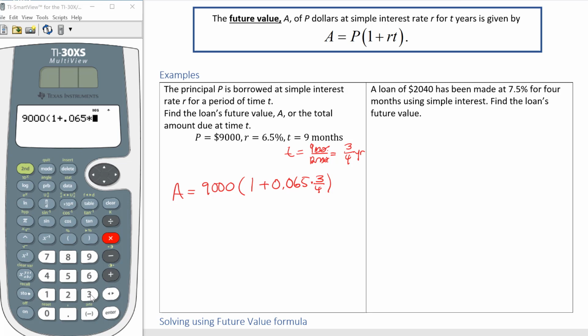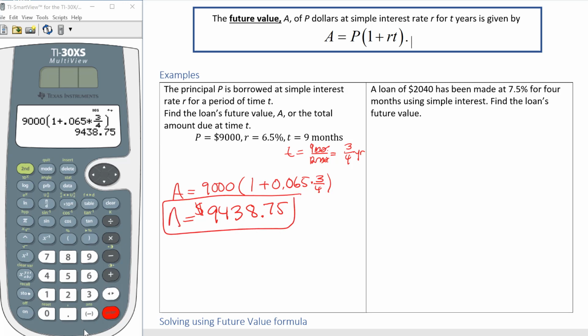Now some calculators might have a fraction button, like 3 and this button is n over d. Some calculators might have a over b or a b/c. So you're welcome to use that and then close your parentheses and hit enter. This gets me 9,438.75. So that is going to be the future value of everything that I'm going to owe at the end of the time. This is the $9,000 that I borrowed plus all the interest.